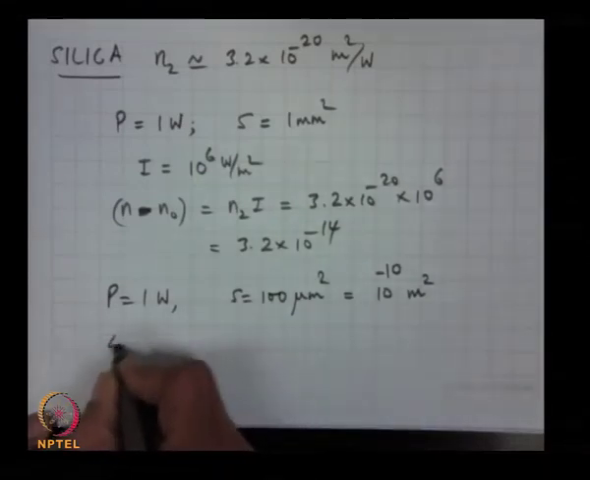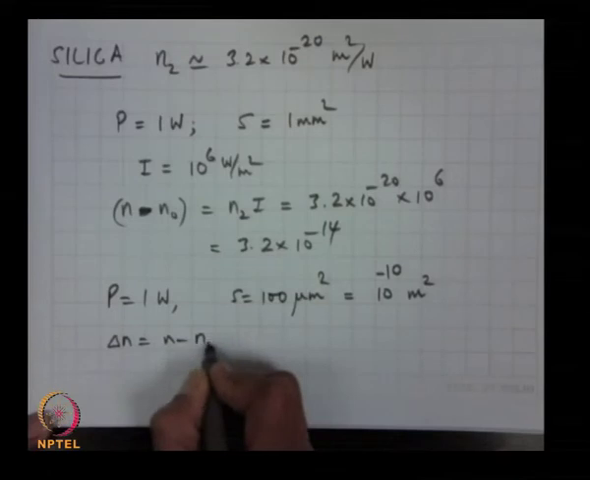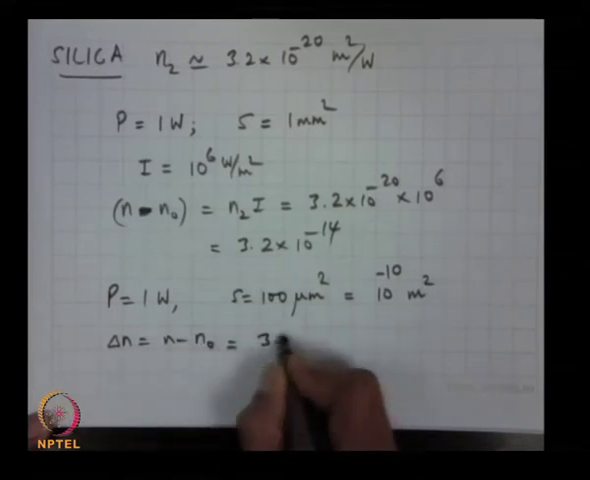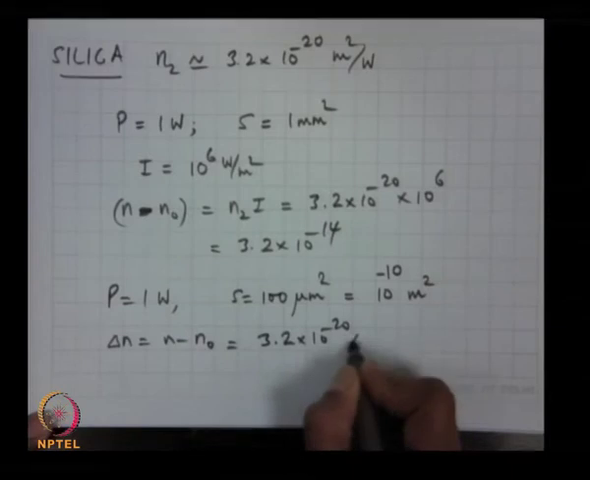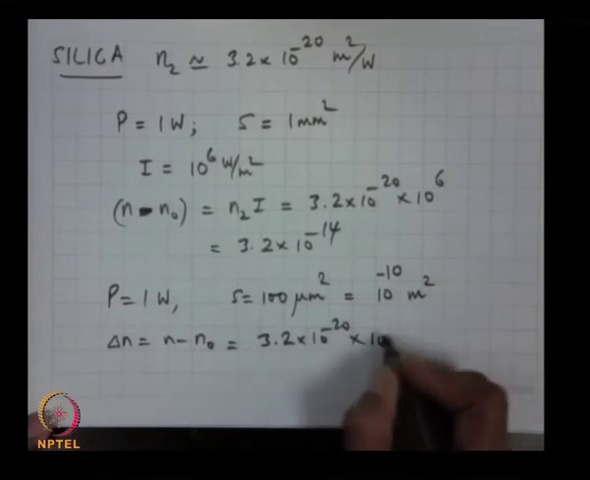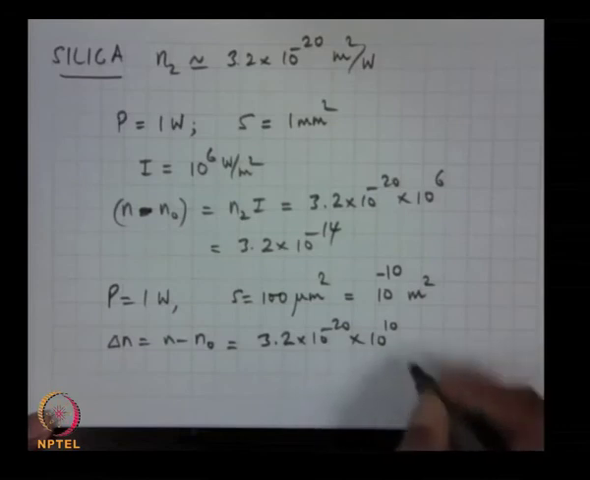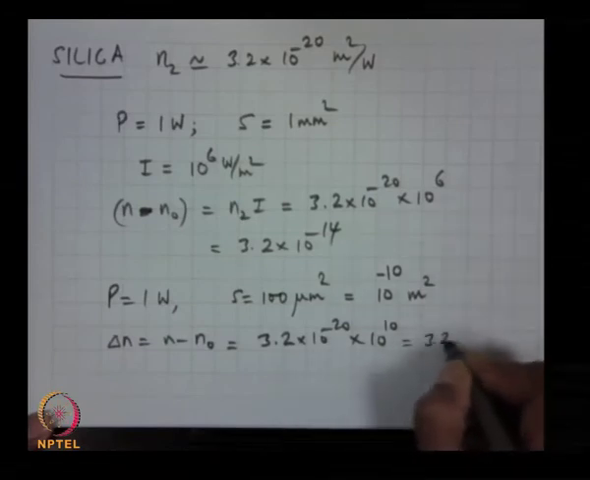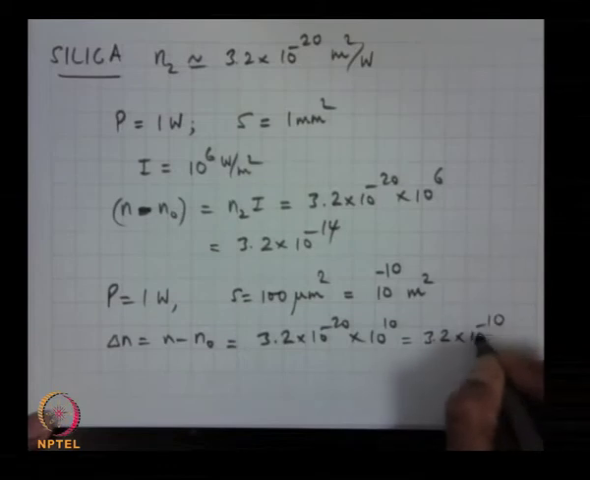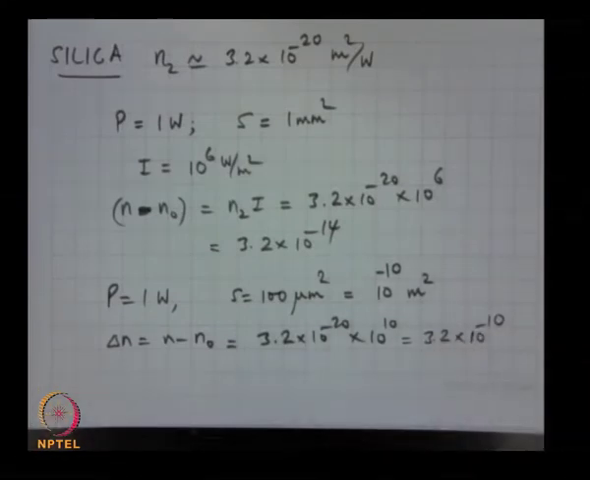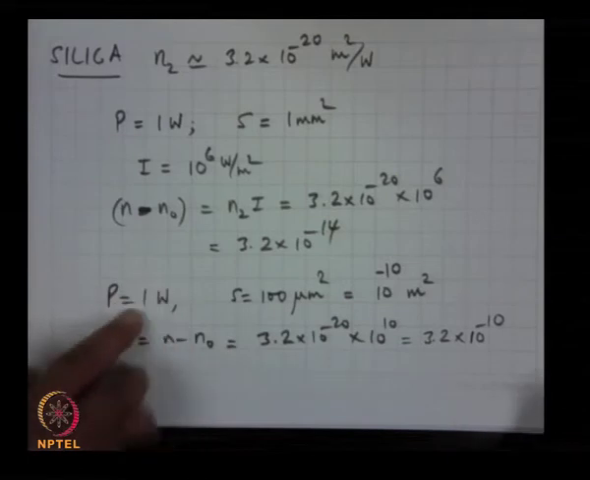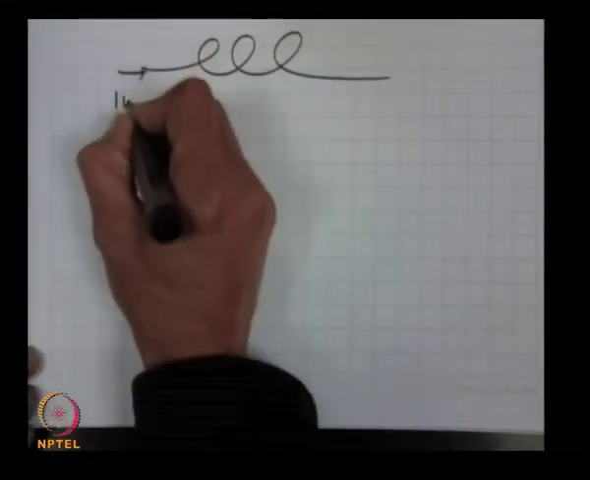Okay, so delta n is equal to n minus n naught is equal to 3.2 10 to the power minus 20 into 10 to the power 10. Intensity is 1 by 10 to the power minus 10. So that is 3.2 into 10 to the minus 10. Not much bigger, but it's of this order. Now, in an optical fiber, the light can propagate over long lengths. So let me take a typical length of 20 kilometers. Okay, so I take an optical fiber. So I launch 1 watt, and this length is 20 kilometers.